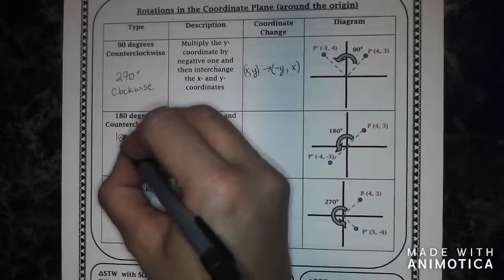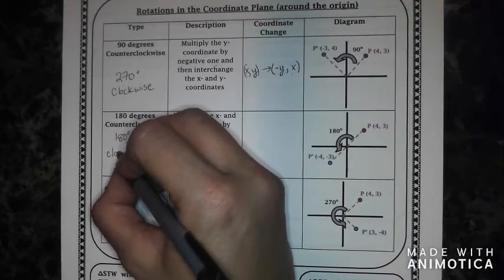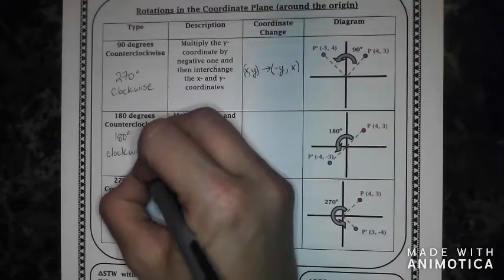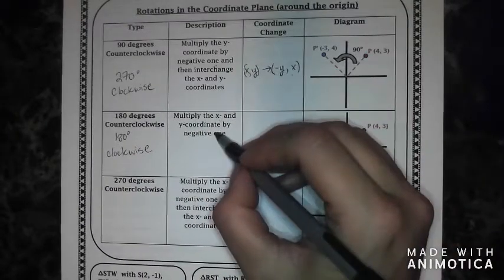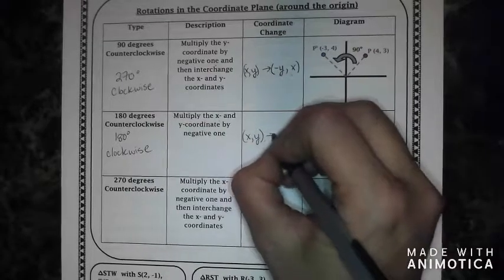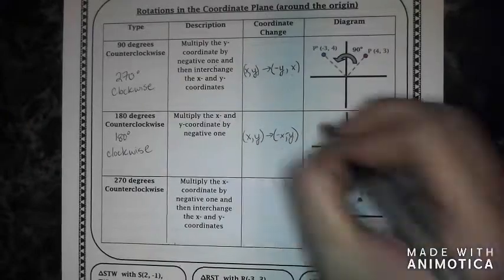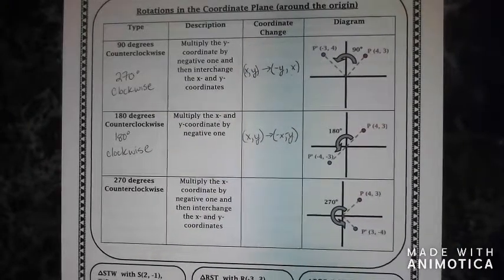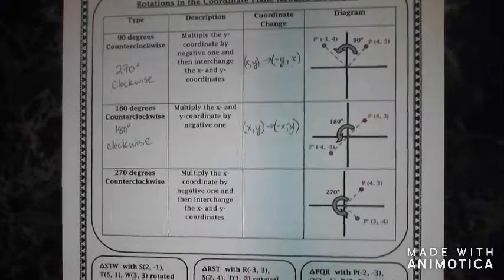So this 180 degrees counterclockwise is the same as 180 degrees clockwise, the exact same thing. Multiply the x and y coordinates by -1. So you have the x and y, and so they're both negative, going 180 degrees clockwise or counterclockwise.